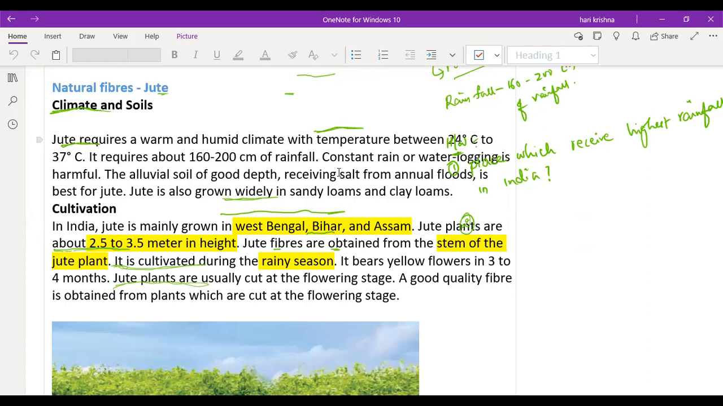Okay. And also there should be an average rainfall of 160 to 200 centimeters. And there should not be any water logging areas. That means there should be no continuous rains and no water logging in a particular area. Okay. So the best growth of the jute happens in alluvial soil. Okay. And sandy soil and clay loams. So these are the three different types of soil in which the jute will grow healthy. So these are the climatic conditions.